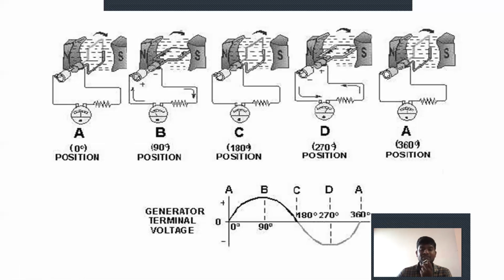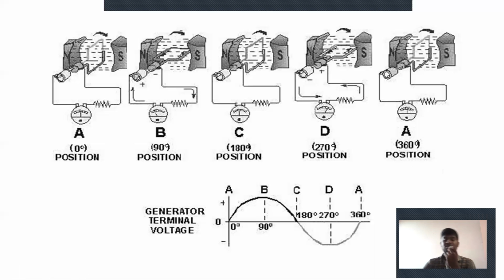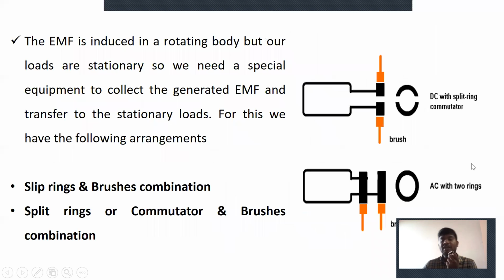It is a DC generator, which converts mechanical energy into electrical energy in the form of direct current. That is a direct quantity. But here we are getting the alternating nature. So how to convert this alternating current into direct current? We can use the slip rings or commutator and brushes combination in the DC generator.